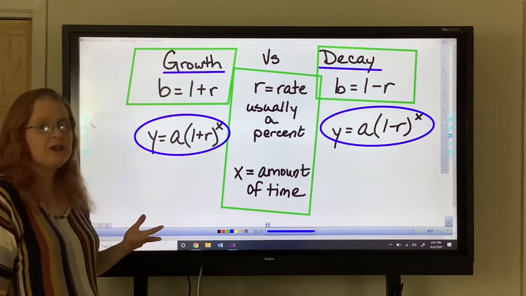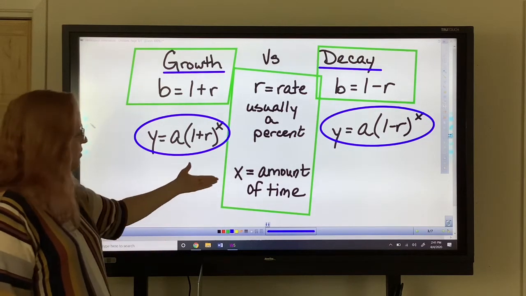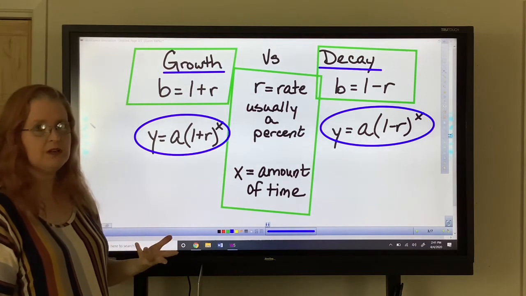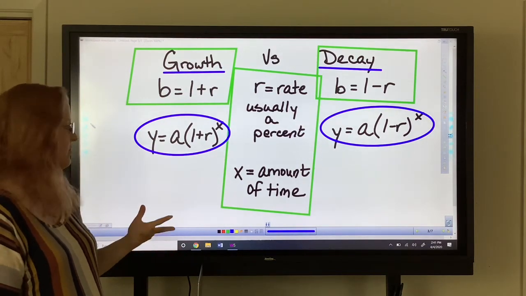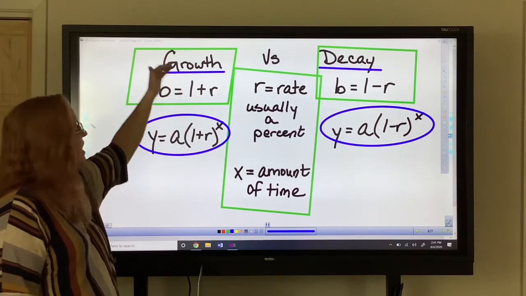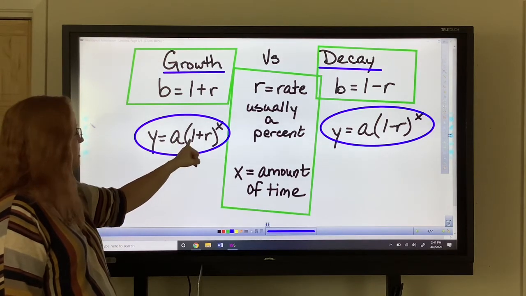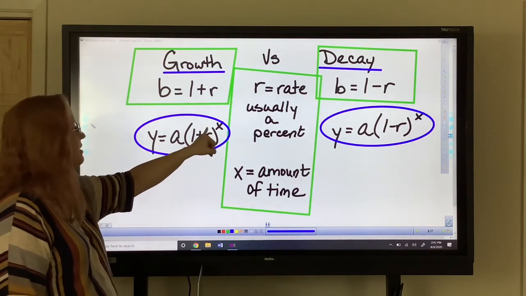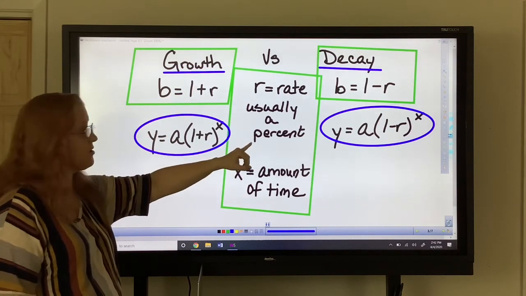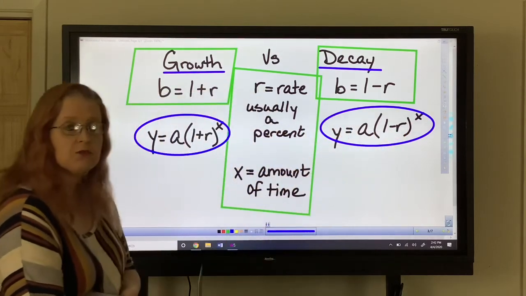Now, you need to be careful with that, because if they tell you a year and they want you to calculate it in months, you have to convert your years to months and so forth. So that's just something that you have to look at with the problems. And so a growth formula is your initial value times your rate plus 1 to the x power. Your decay is your initial value times your 1 minus your rate to the x power.